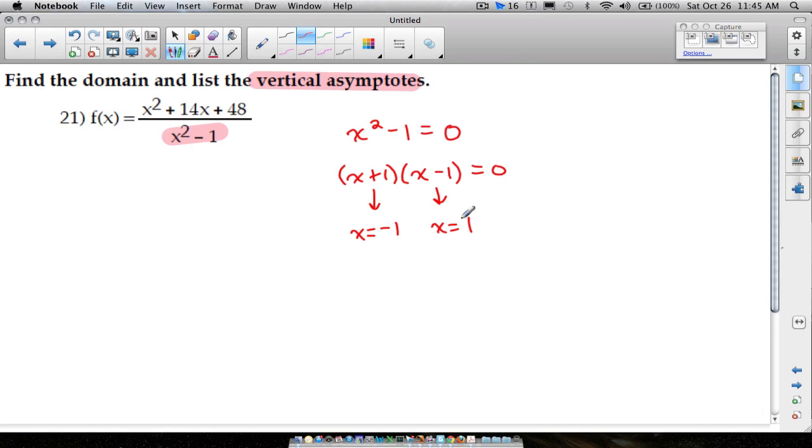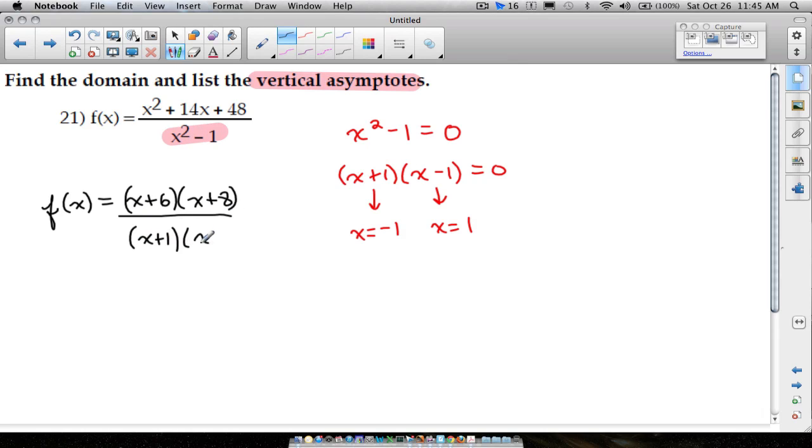The vertical asymptotes, these are your possible vertical asymptotes. When you're trying to find vertical asymptotes, you have to make sure that neither one of these factors will cancel out with the top stuff. So watch what I'm going to do. I'm going to rewrite f of x and factor everything. 8 times 6 is 48 and 8 plus 6 is 14, so we have x plus 6, x plus 8 over, and we already factored that bottom piece. We said x plus 1, x minus 1.